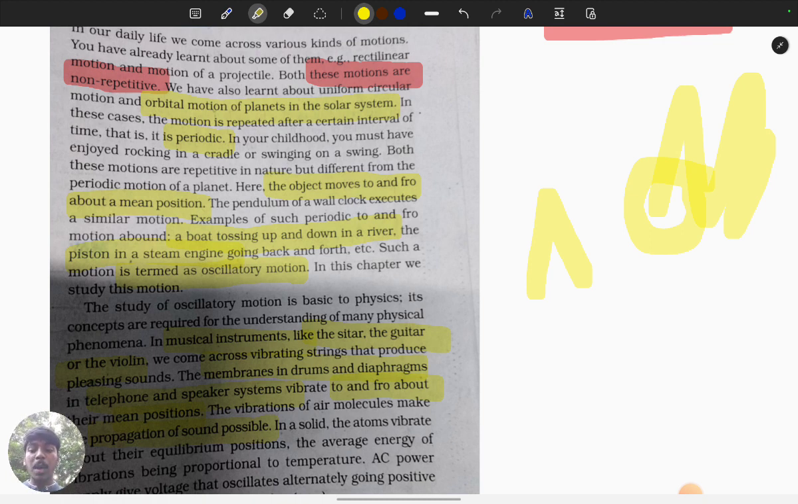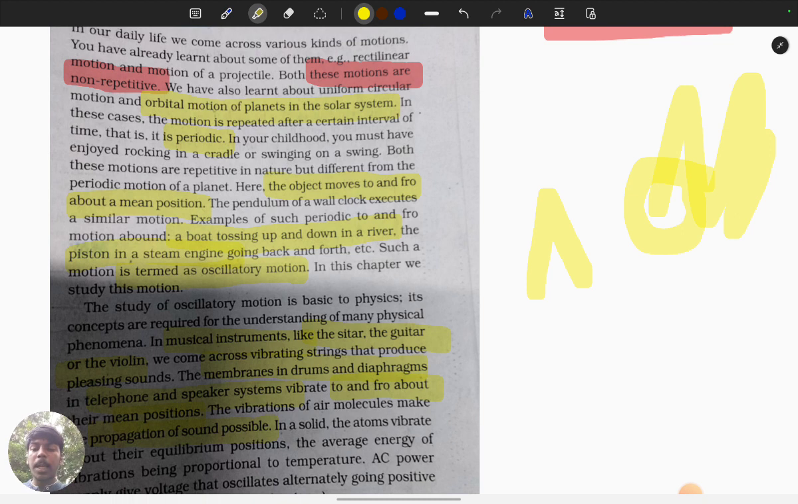Also for board exams, this propagation of waves will be useful during the chapter on waves. I will be explaining the propagation of sound in waves more deeply. Okay, so let's move on.